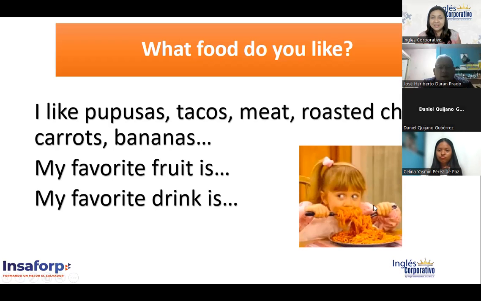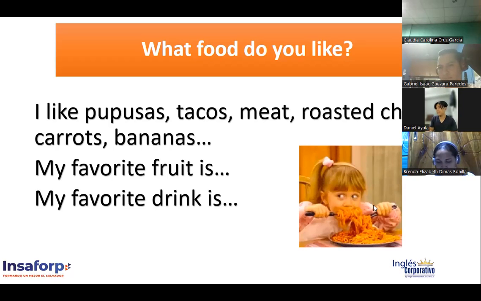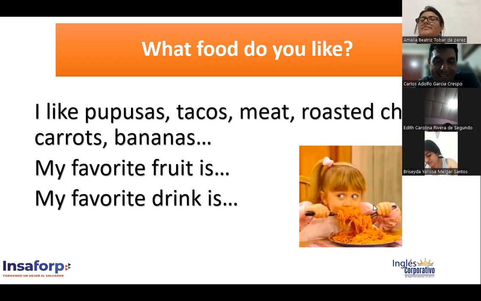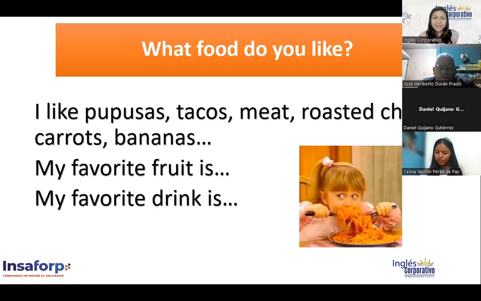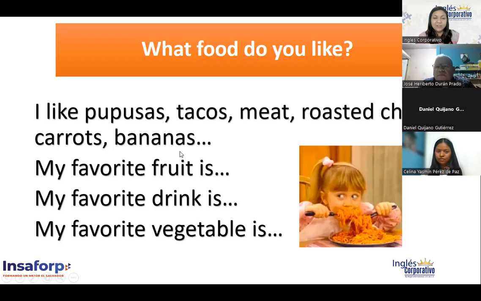My favorite drink is chocolate. Chocolate, hot chocolate, yes. With milk or no milk? Do you like hot chocolate with milk? Yes, with milk. Yeah, my husband loves it too. Okay. My favorite drink is chocolate. So you eat pupusas and you drink chocolate. Yes. Nice, nice. Okay, and what's your favorite vegetable?